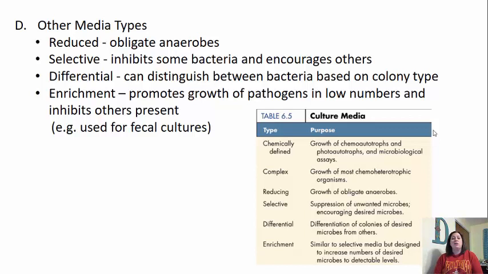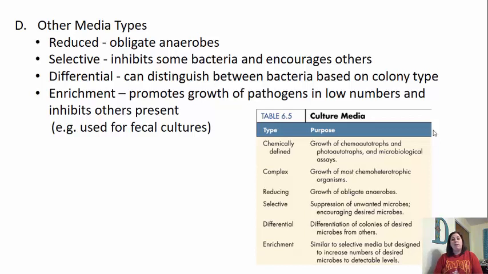Letting us know by color changes or how they look when they're growing on that type of media. We also see that there can be enrichment media, which promotes growth of pathogens in low numbers, and it inhibits other bacteria that's actually not a problem.